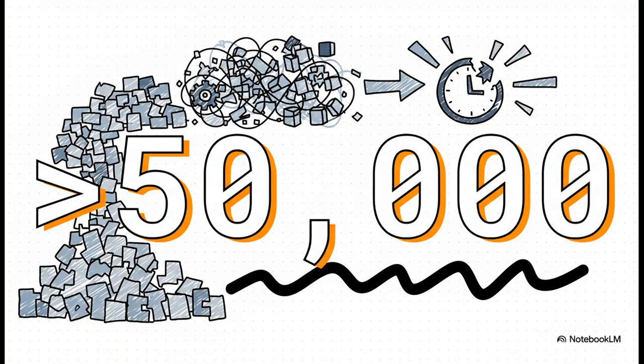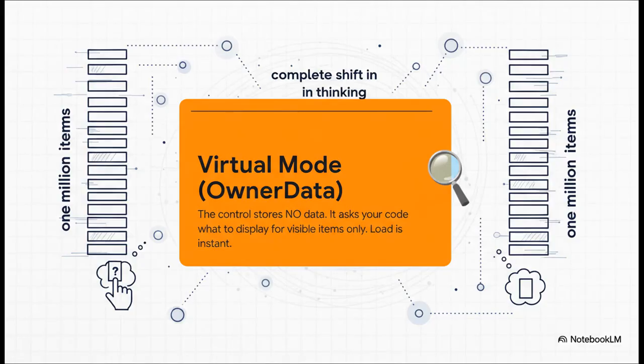Yeah, there's a tipping point. It's usually somewhere around the 50,000 item mark. At this scale, even with BeginUpdate, the sheer act of allocating memory and adding that many items to the control's internal list takes forever. Your application will still freeze, and you're going to need a whole new strategy. And that strategy is called virtual mode. This is a complete mind shift.